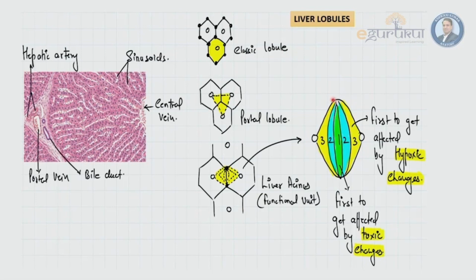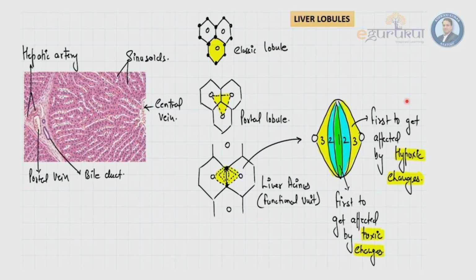And because the blood is running from this point toward the central point, toward the central vein, that is why the outermost zone, that is zone 3, is the first to get affected by the hypoxic changes, because that is the last zone to get the oxygenated blood. So it is the first part to get affected by the hypoxic changes.